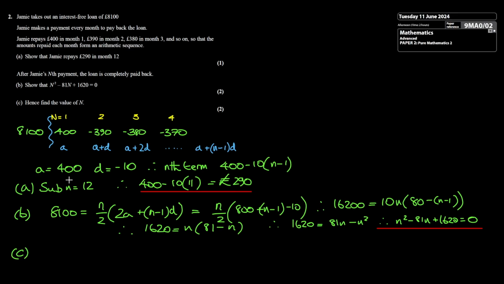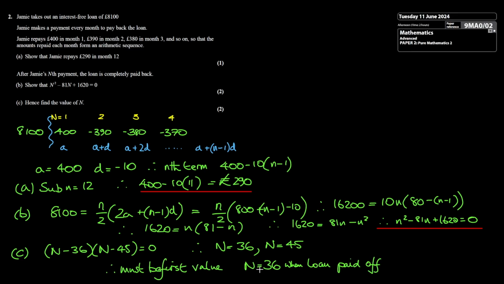And part C, we've simply got to solve the quadratic. And if you factorise this, you will get this. So therefore n is equal to 36, or n is equal to 45. Well, if he's paying back this loan, the first instance of n equaling 36 must be the point where the loan is fully paid off. So I've said that yes, it must be the first value, and n equals 36 when the loan is paid off. And that's the answer to part C and the end of the question.